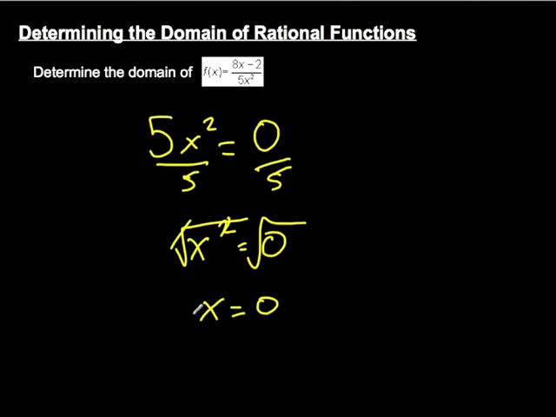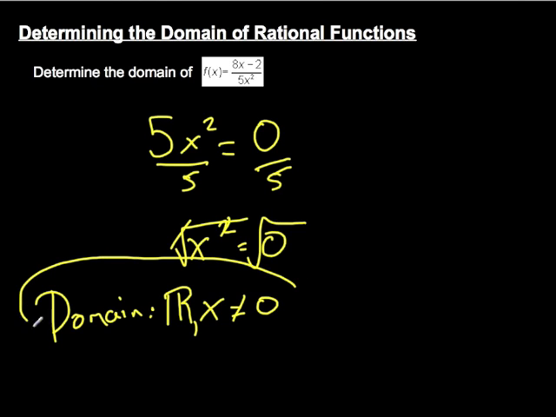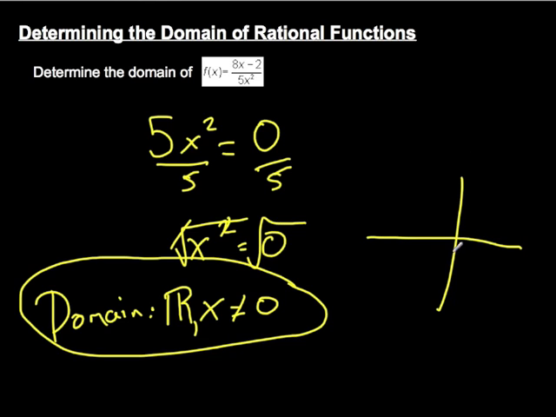So what this means is that my domain is the set of all real numbers where x cannot equal 0. So if I were to have a graph of some kind, it means that my graph doesn't touch x equals 0 at all. And since this is a rational function, it would look something along this line where it's not crossing that 0 at all. So that's what we're trying to find here.